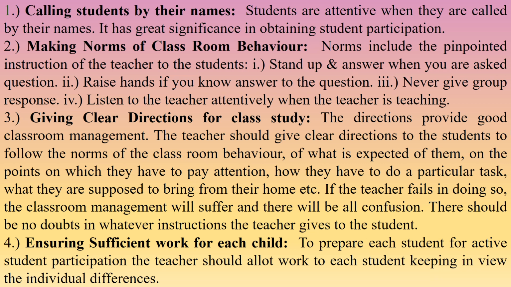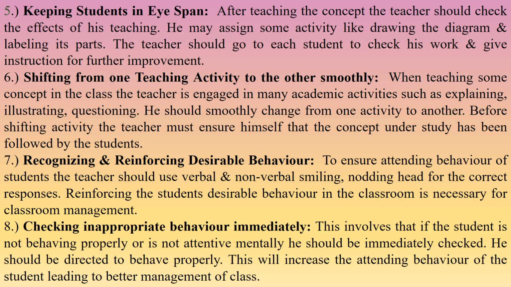Ensuring sufficient work for each child. To prepare each student for active student participation, the teacher should allot work to each student, keeping in view the individual differences. Keeping students in eye span. After teaching the concept, the teacher should check the effects of his teaching. He may assign some activity like drawing the diagram and labeling its parts. The teacher should go to each student to check his work and give instructions for further improvement.